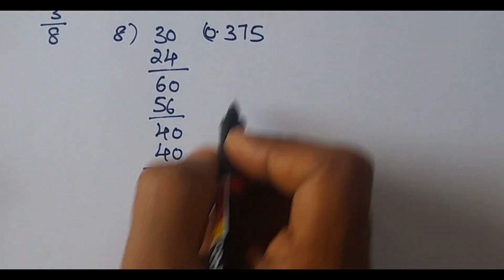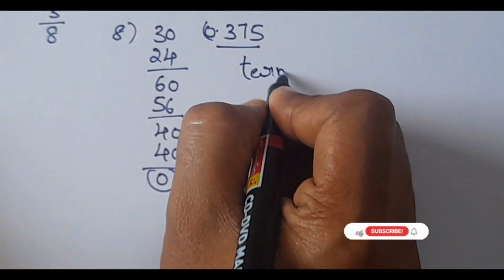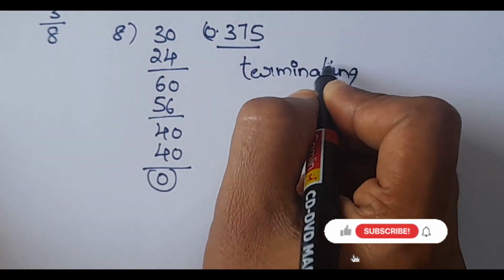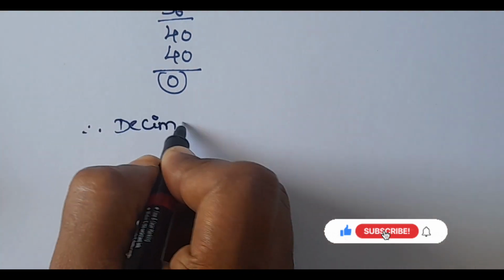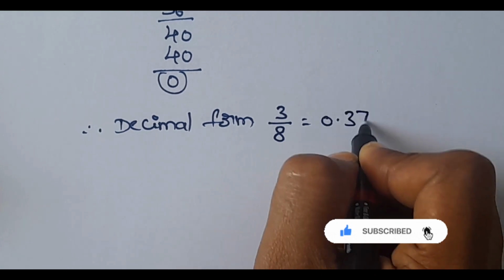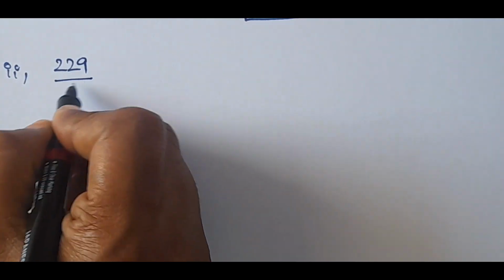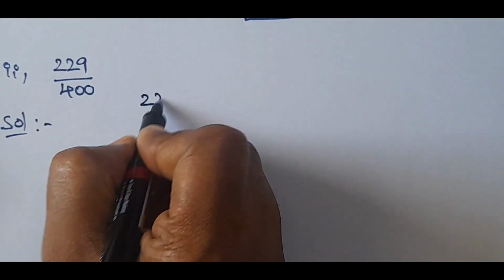By division method, the decimal form of 3/8 is equal to 0.375, which is terminating, ending, not repeating, and not continuing the division process. That's why 3/8 has a terminating decimal expansion, 0.375.